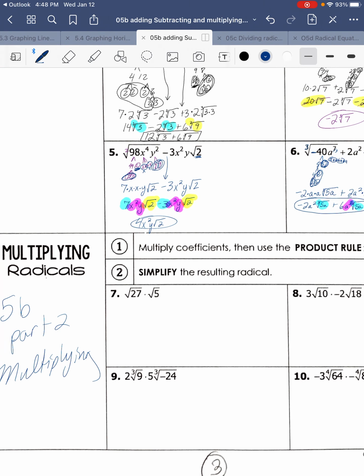On number 7, we have... and then, well, yeah, I forgot. Then you simplify. You're going to have one radical left over, and you simplify it. So here we have no coefficients on the outside besides 1, so we're not going to do anything there. We're just going to take the 27 times 5. They're both square roots, so 27 times 5 is 135.